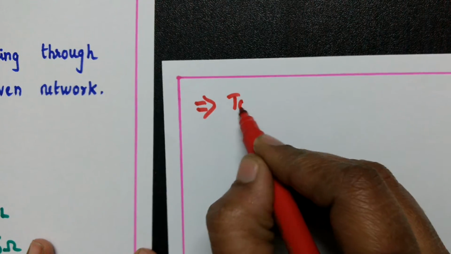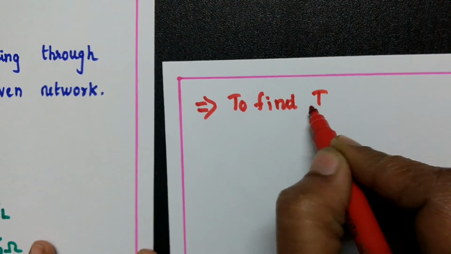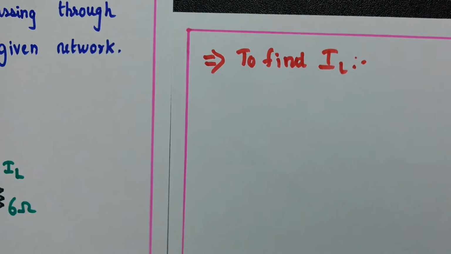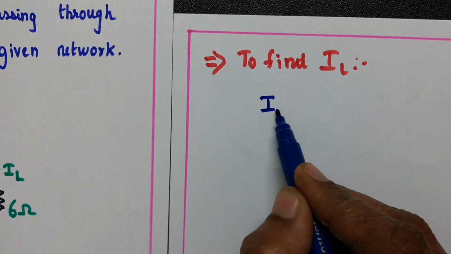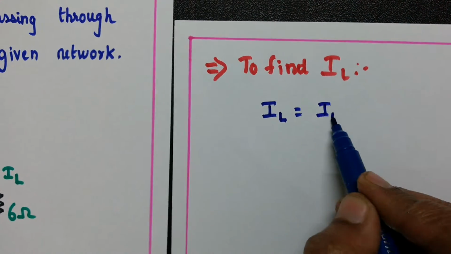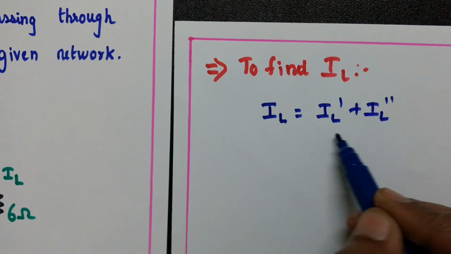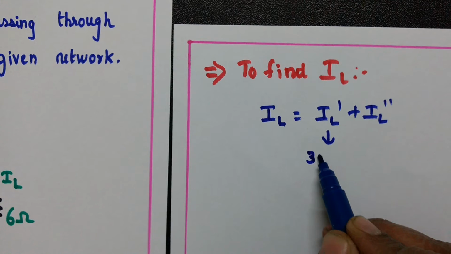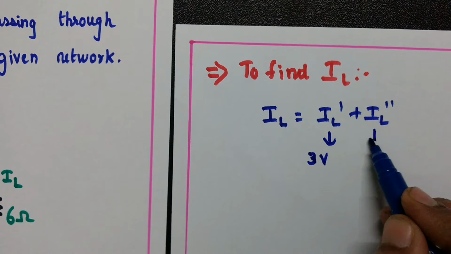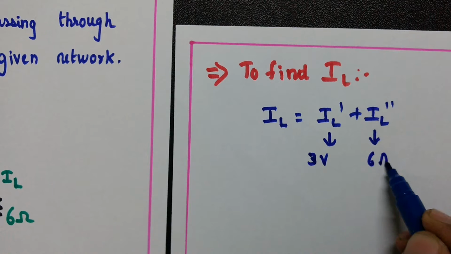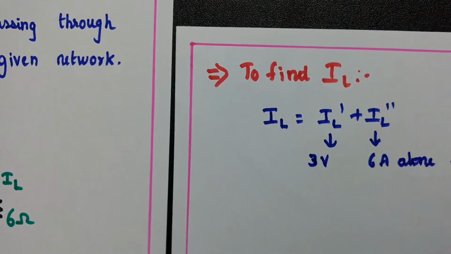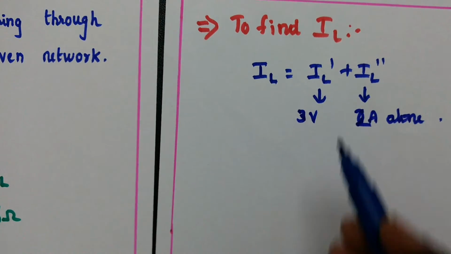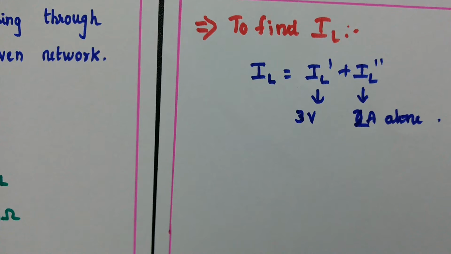So to find IL which is passing through 6 ohms, we can take IL as the total response, that is equal to IL dash plus IL double dash, where IL dash is the response due to 3 volt alone and IL double dash is the response due to 2 amps alone. So IL dash, IL double dash. So let me solve the problem.